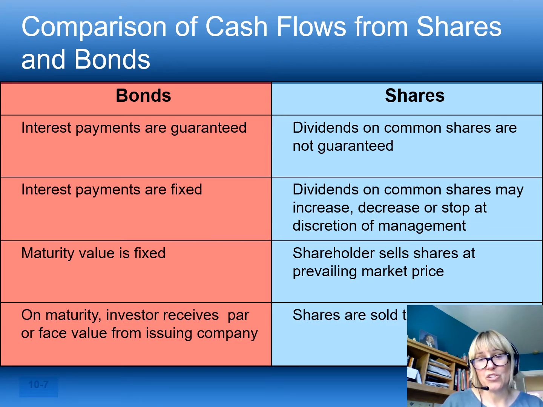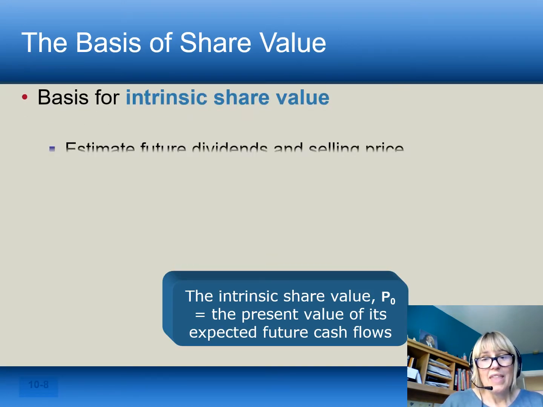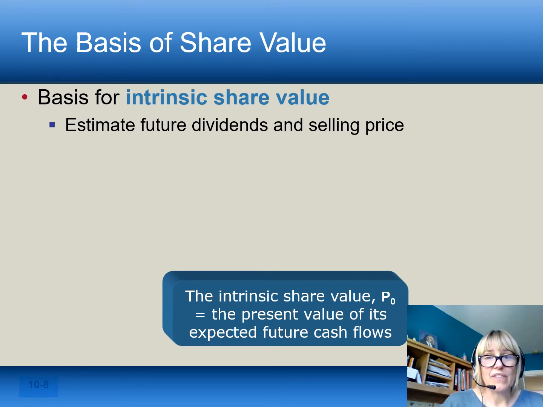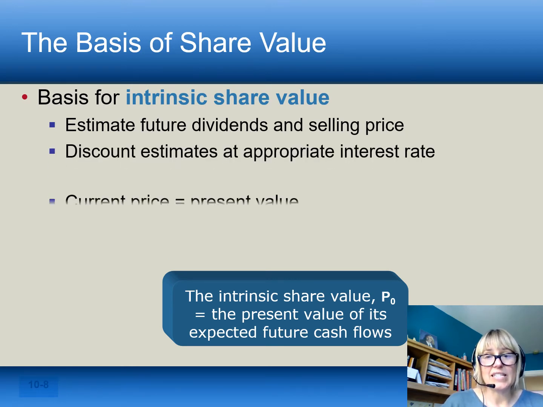So common shares, in contrast, are not guaranteed. Companies can start and stop dividends, increase, decrease at their whim. So that can just happen. And the shares are infinite. Bonds are finite. They have a maturity. Shares are infinite, and you sell them when you sell them to whomever will buy them. And that is the market. The market determines the price. So the basis for the intrinsic share value says, okay, we've got these future dividends and the selling price.